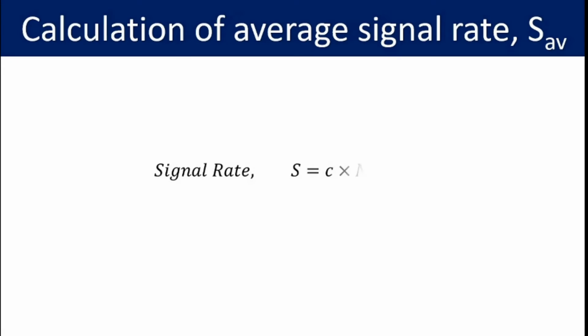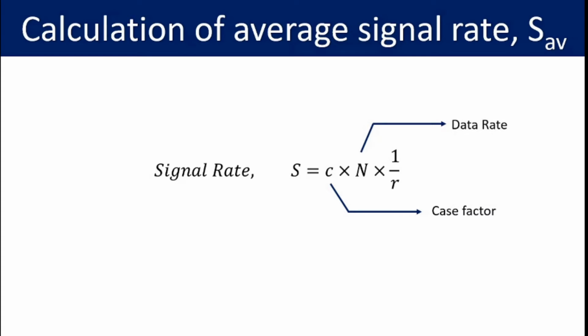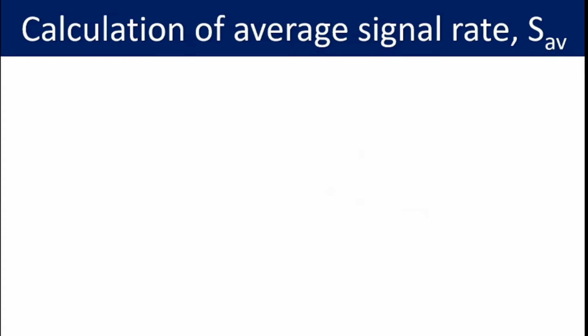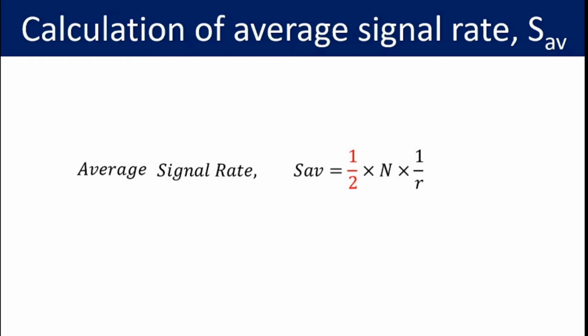Now, let us calculate the signal rate, which is C into N into 1 by R, where N is the data rate and C is the case factor. For average case, the value of C is half, and we have seen that the value of R is 1. Therefore, average signal rate is N by 2.